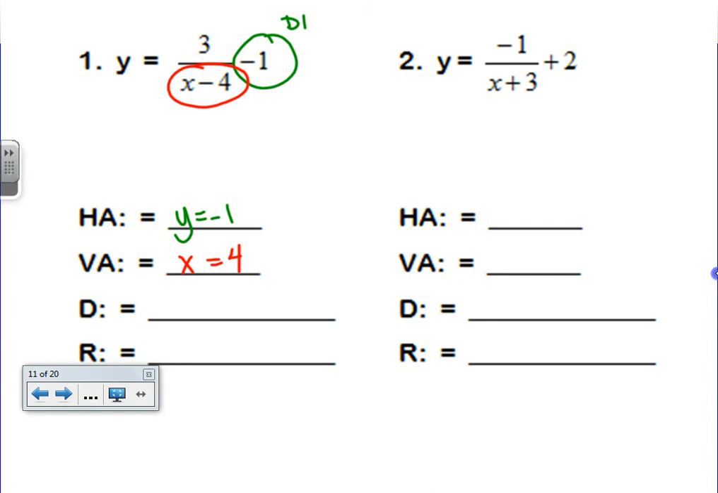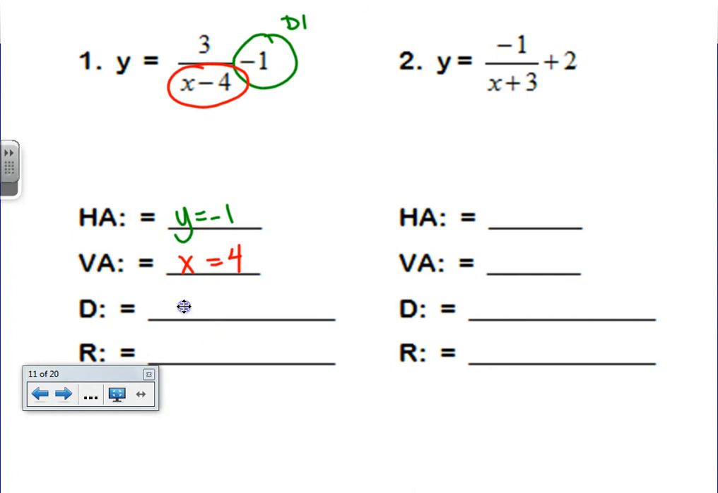Now domain, we can do it one of 2 ways. First of all, domain would be all of the x values. And if you think about what this graph looks like, it exists on every single x value except for where there is a vertical asymptote because there's an imaginary invisible fence there. And the problem that we run into is where it's x equals 4 because that's where the asymptote is.